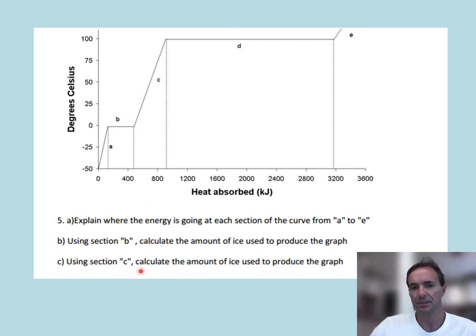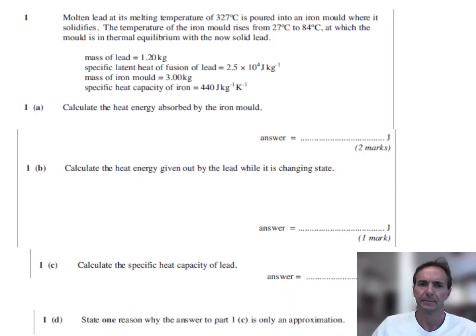And then using section C, calculate the amount of ice to produce this graph here. And so there we go. Those two things should be exactly the same, and therefore you're using those different parts of it. This is specific heat capacity of water, and this is specific latent heat of fusion of water, and that's how you could get those numbers there.